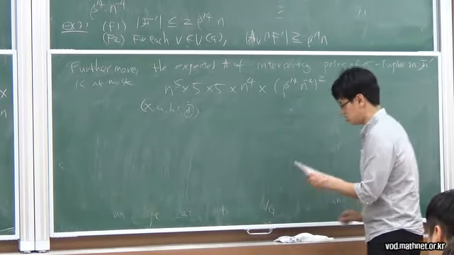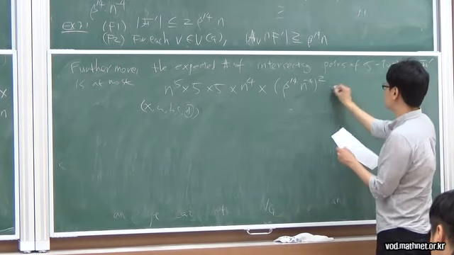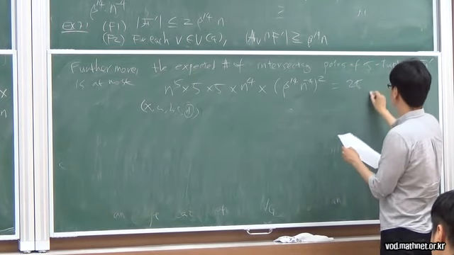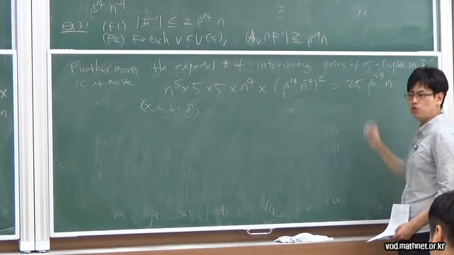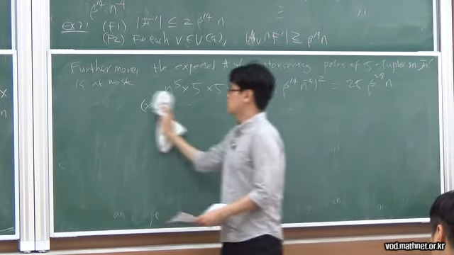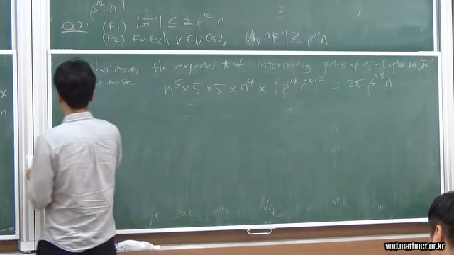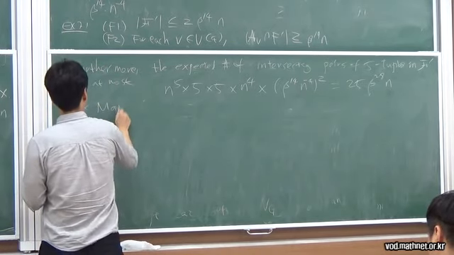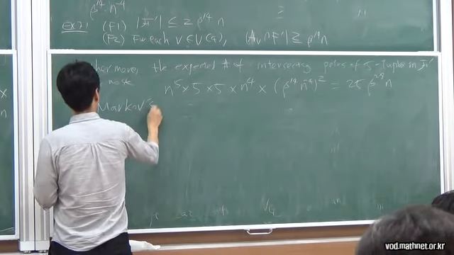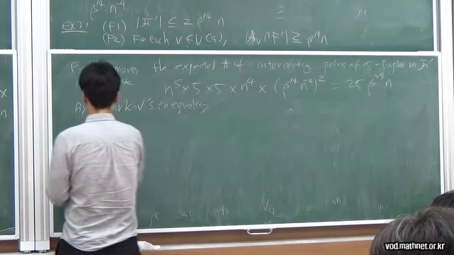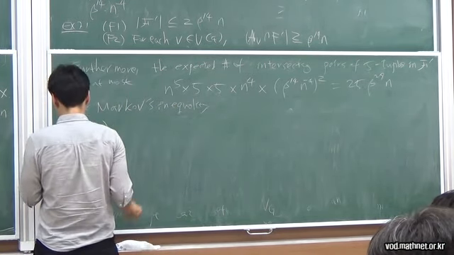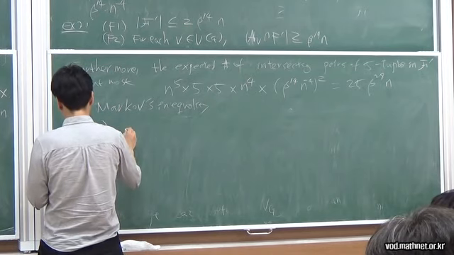Then how much is it? This is 25 beta to the 28n, which is really small. So by Markov inequality, this property holds with probability at least half.